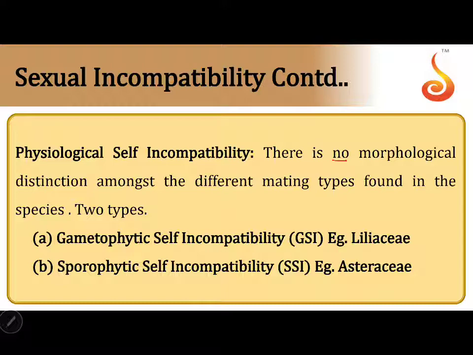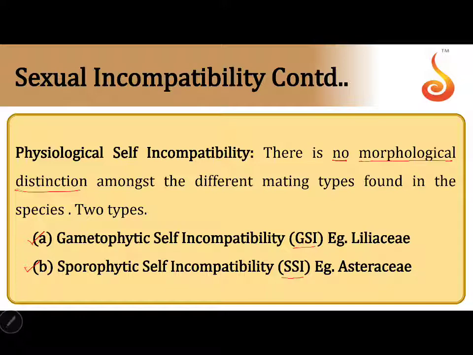No morphological distinction. We don't see any structural difference. Different mating types are found in this species. So we are going to learn two types of self-incompatibility. One is gametophytic self-incompatibility. You can see the abbreviation of that. Another is sporophytic self-incompatibility. You can also see the abbreviation of that.